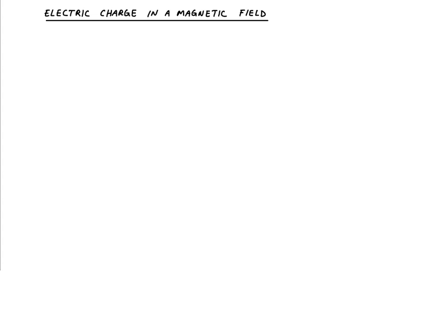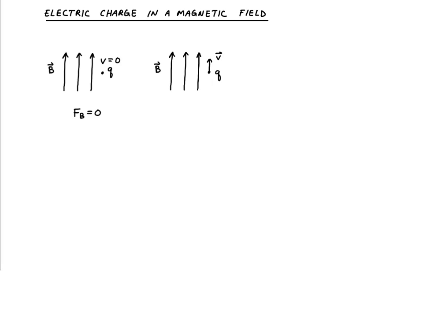In this video lecture, we're going to talk about what happens when you put a charge in a magnetic field. Here we have a magnetic field that's pointing up and a charge that is initially stationary. The charge, because it's stationary, will feel no magnetic force. If you give the charge some velocity so that it's moving also up with the magnetic field like this, it turns out it too feels no force from the magnetic field.